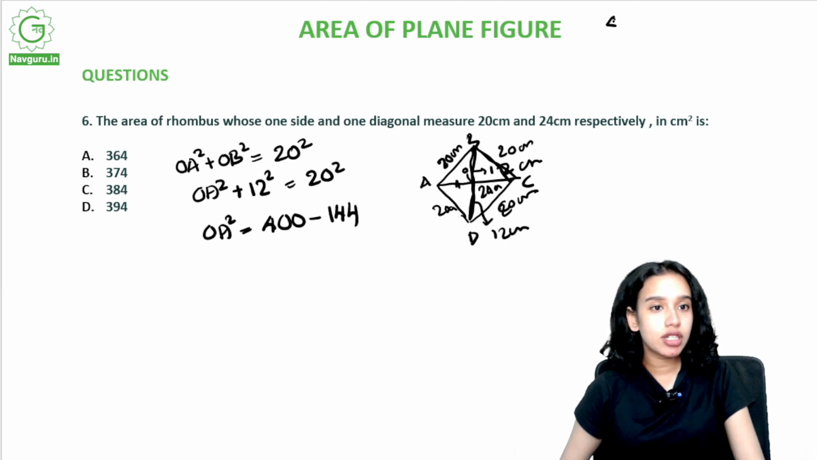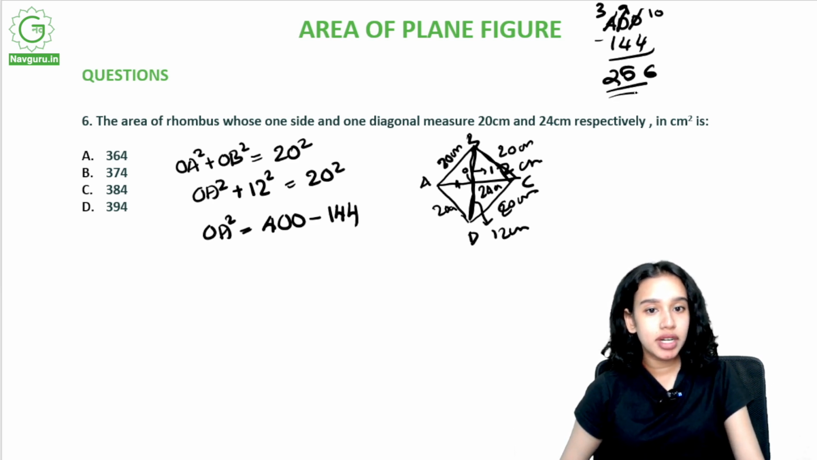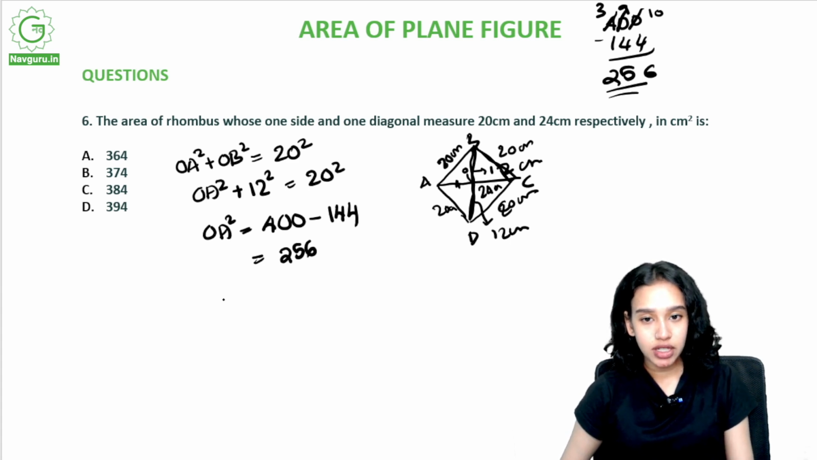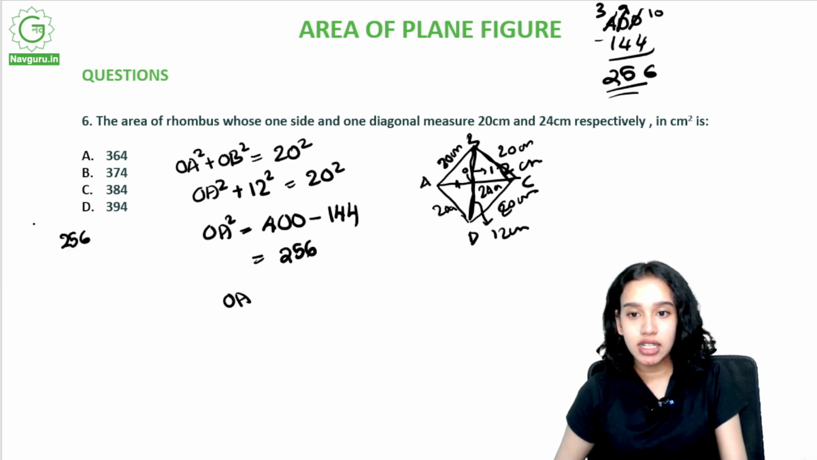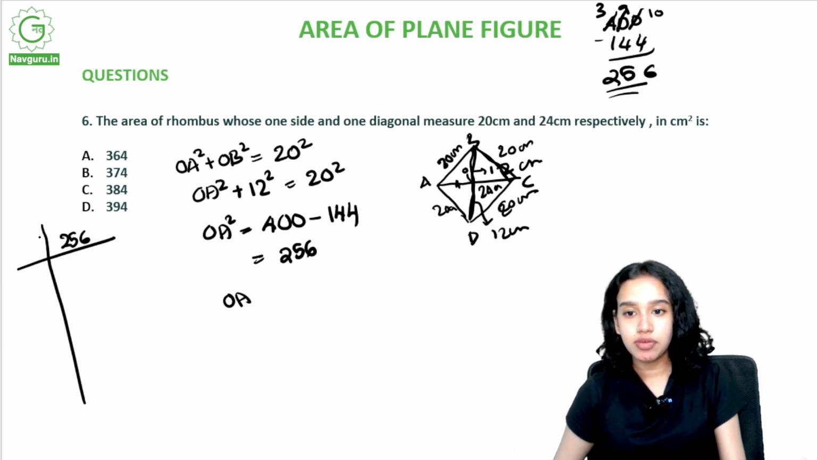So what is 400 minus 144? We have 10 minus 4 is equal to 6. We have 9 here, 9 minus 4 is equal to 5, and we have 3 here. This is 256. Now what is OA then? OA would be equal to the root of 256. Now let's see the root.